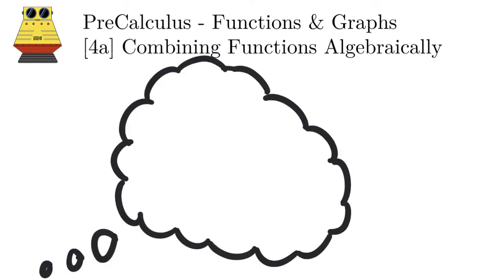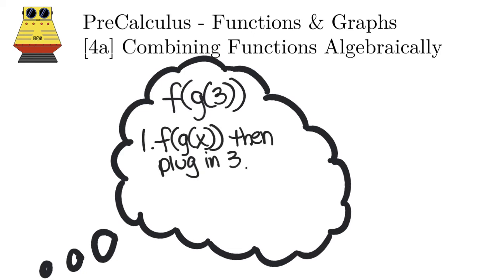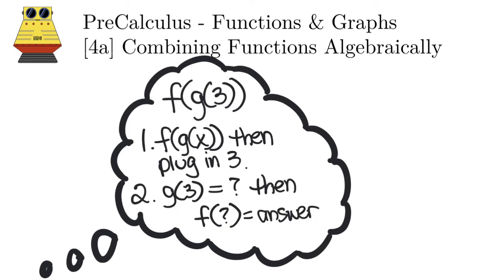I have one final thought before you go. If you're finding the composition at a specific x value, like 3, you can do it two ways. You can find the composition algebraically, then plug in that 3. Or you could plug that 3 into the inside function, and use that output to plug into the outside function. Either method will get you the correct answer.